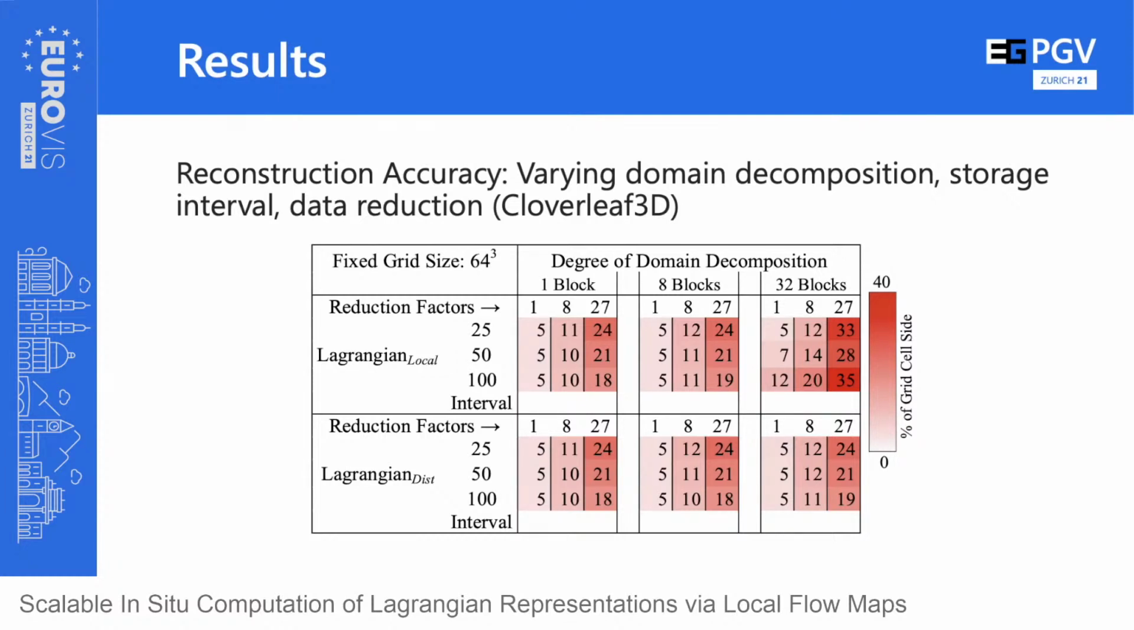The second key observation is the configurations which make Lagrangian local most vulnerable. These are configurations where there are very few particles that form the flow map and there is a high degree of domain decomposition. This is the rightmost column in the table. It is also worth noting that when the domain decomposition is only 8 blocks, Lagrangian local provided similar accuracy to Lagrangian distributed.